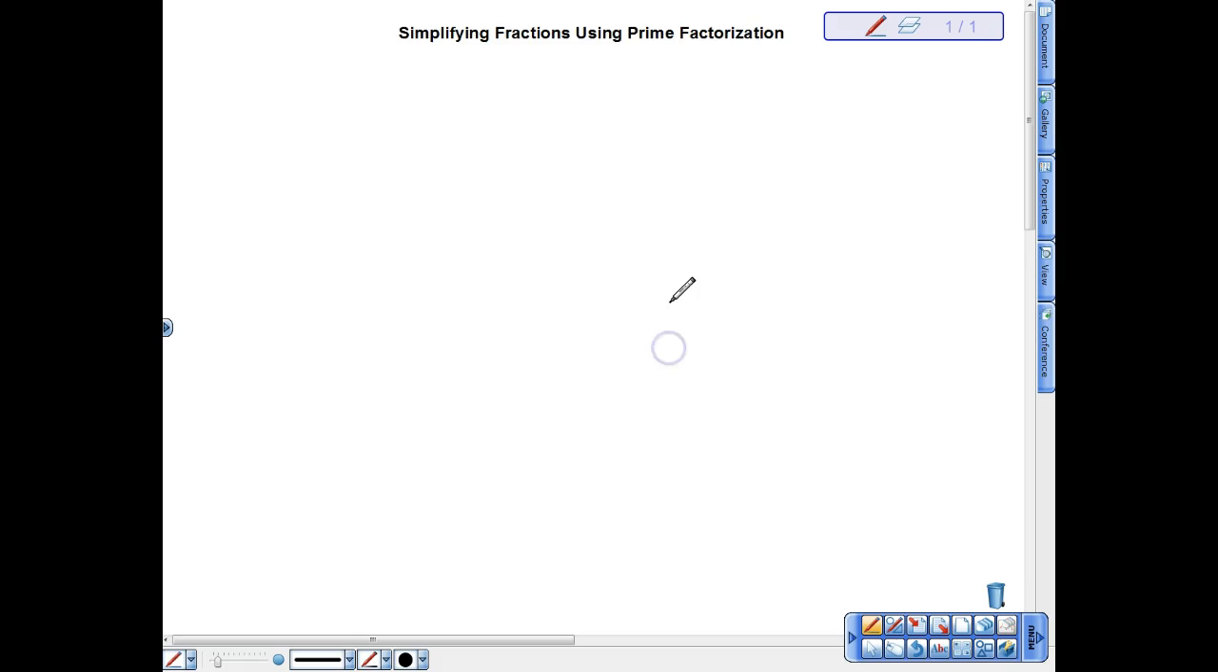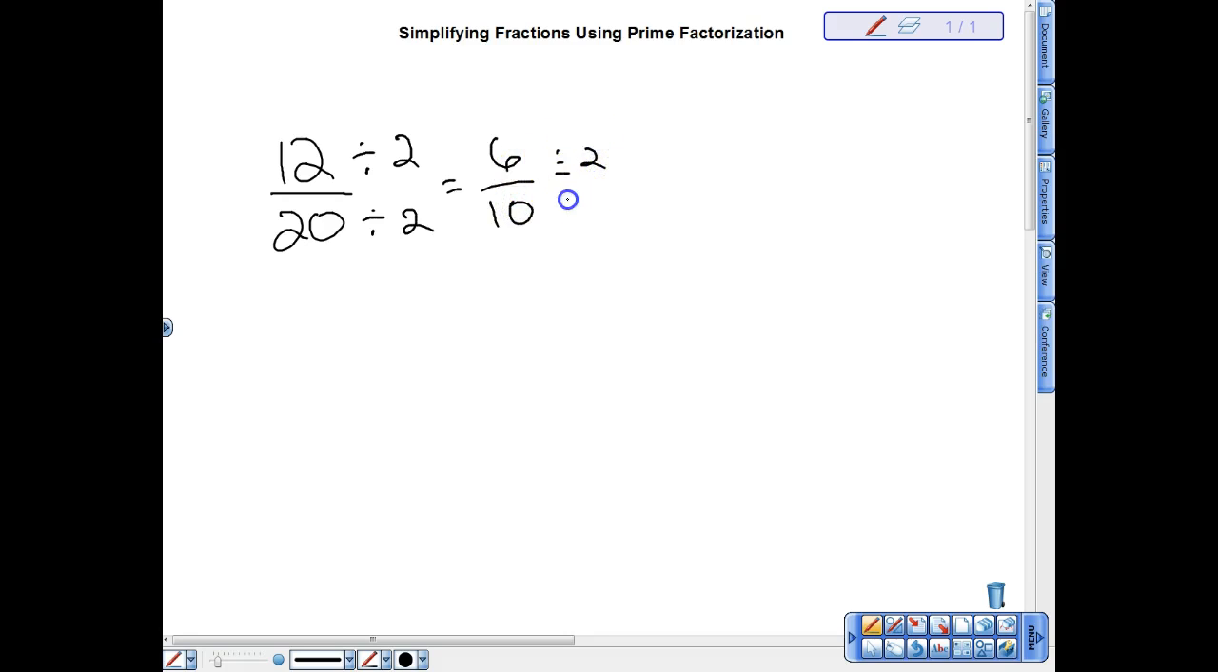Now, one way that you can keep simplifying a fraction is by taking multiples that are small and easy and dividing by those. You might say, 12/20, I'm going to divide both of those by 2. If I divide both of those by 2, I get 6/10. I can divide both of those by 2 again and get 3/5. And this is now a prime number.